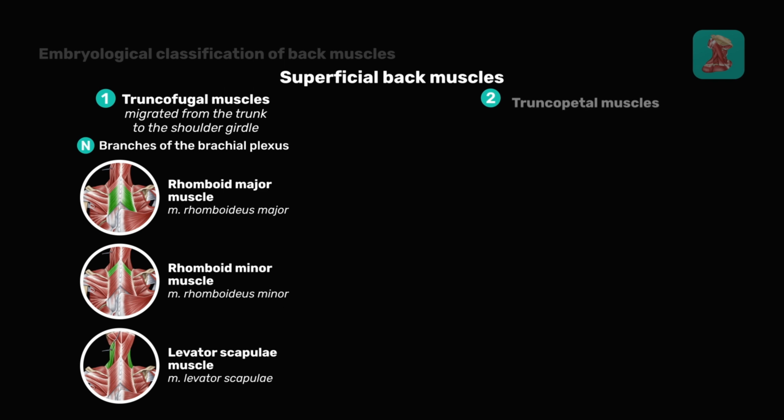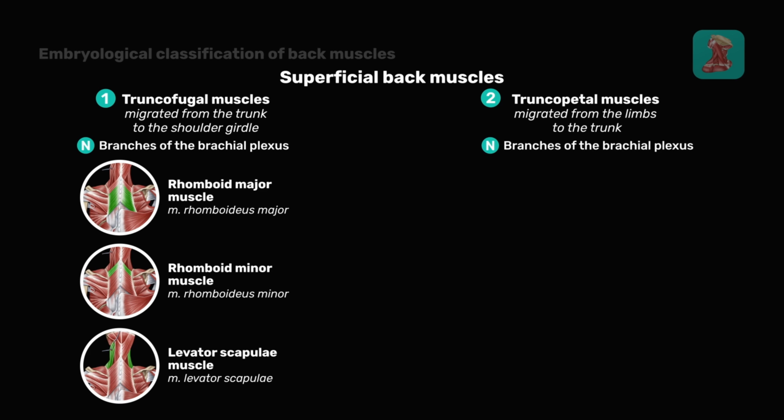The truncopetal muscles migrated from the limbs to the trunk. They are innervated by branches of the brachial plexus. The latissimus dorsi muscle. Muscles of ventral origin have migrated from the chest region to the back region.